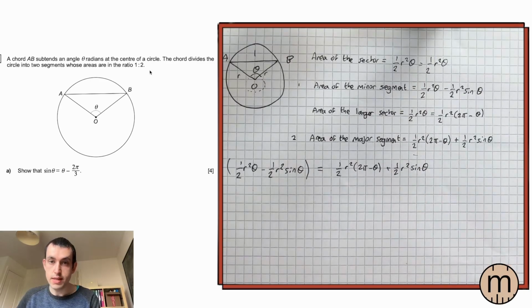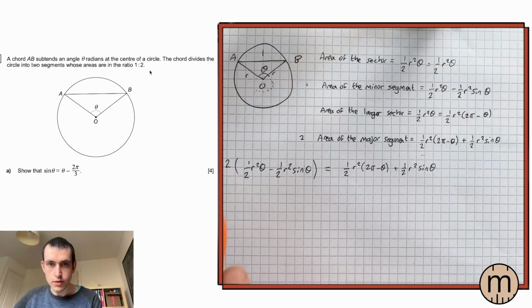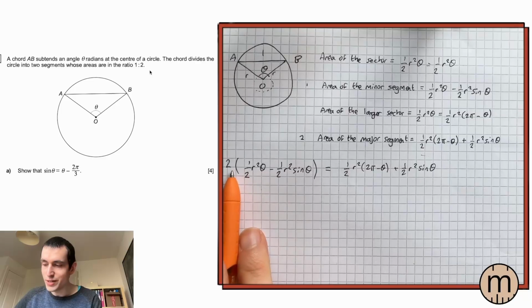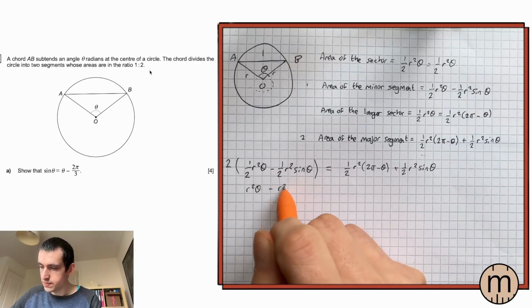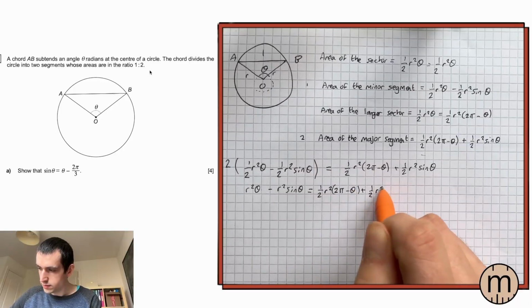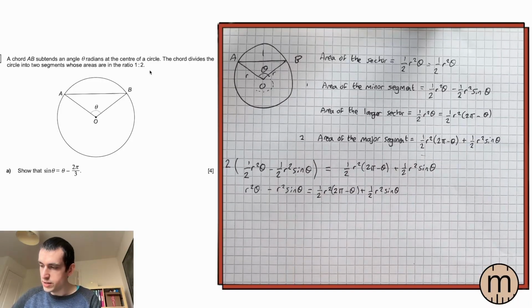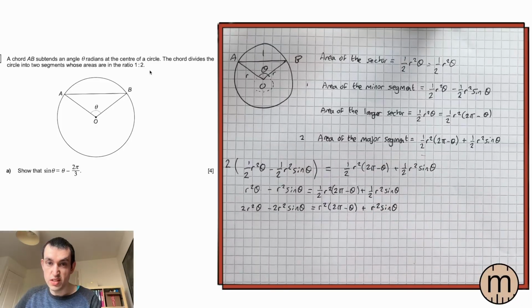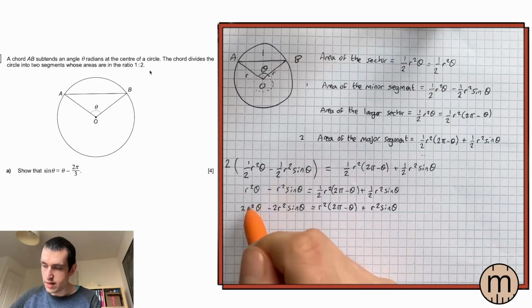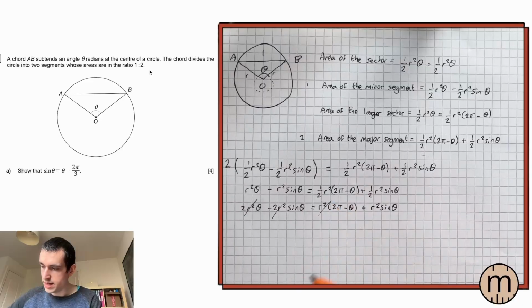And now we get to expand and simplify. This 2 wasn't on the screen before, but there should be a 2 there. Times out the 2 in the brackets, we're going to get this. I'm now going to times everything by 2. Probably could have done this ages ago, but I'm now going to divide by r squared here, here, here, and here.